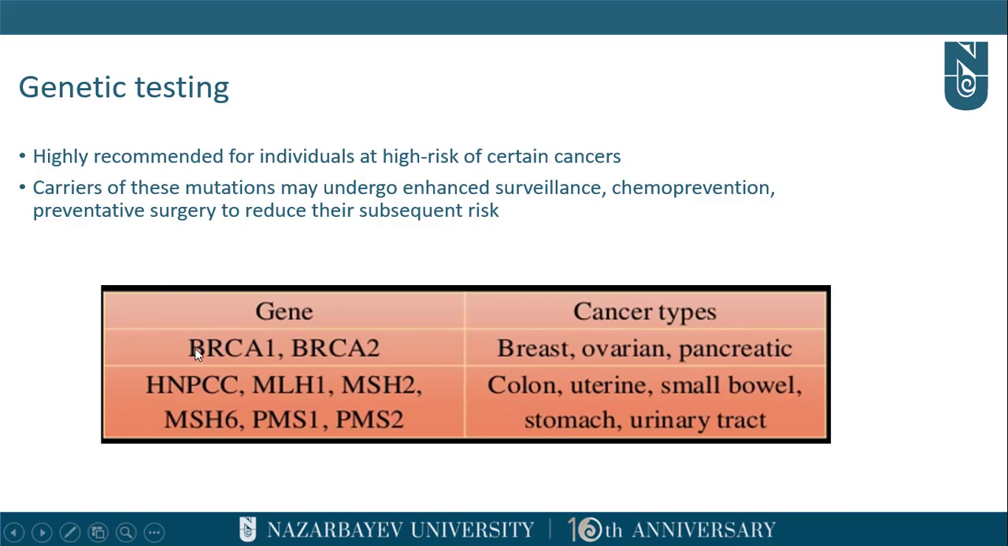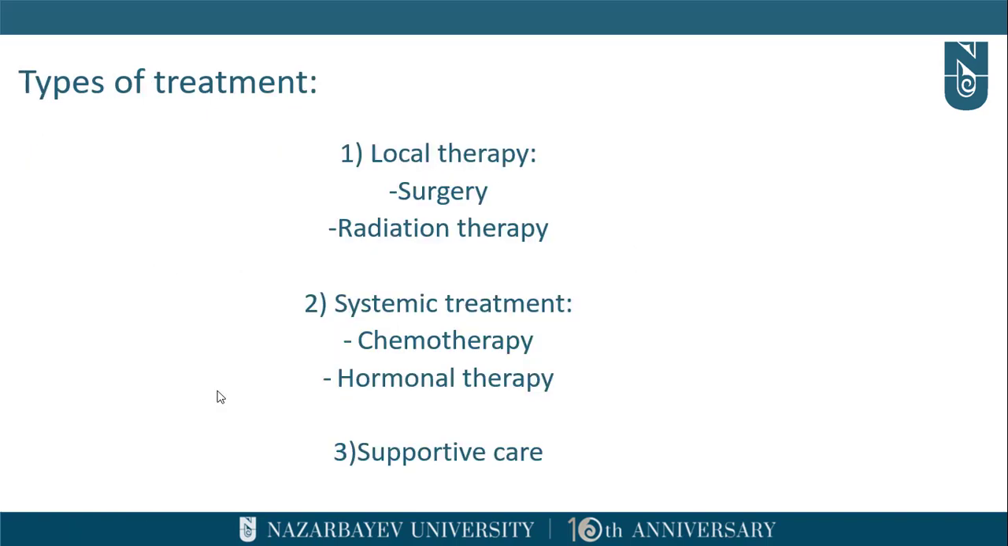Also, there are other genetic markers, and for instance, if the patient had some symptoms for that specific type of cancer, he or she can take a genetic test to see whether he's predisposed to that or not. Now let's talk about the treatment, how it can be treated currently.